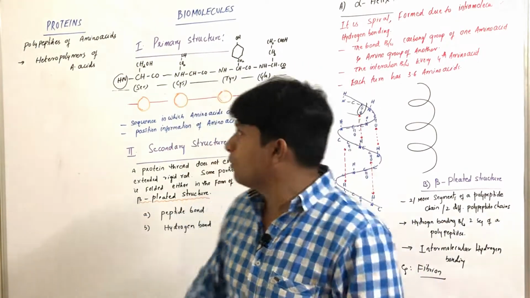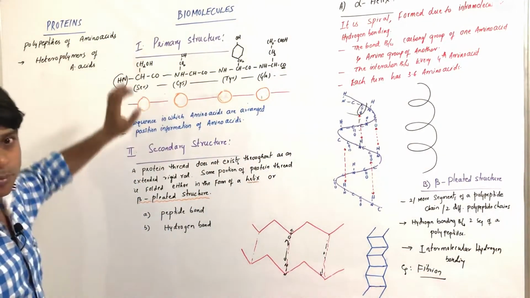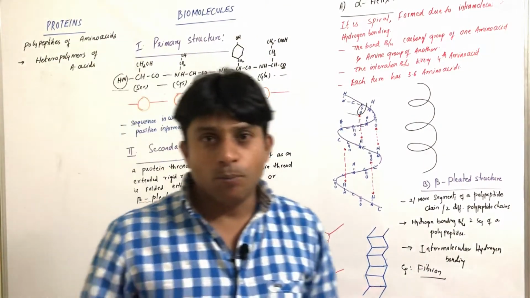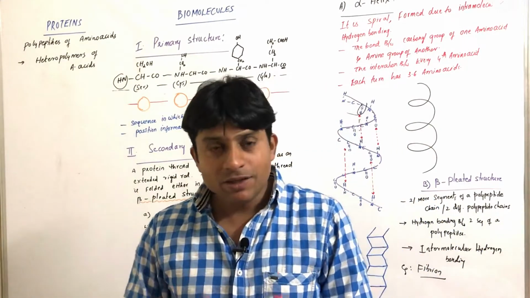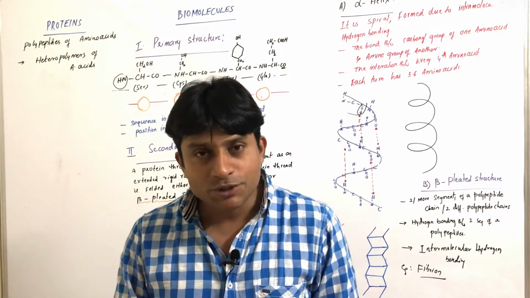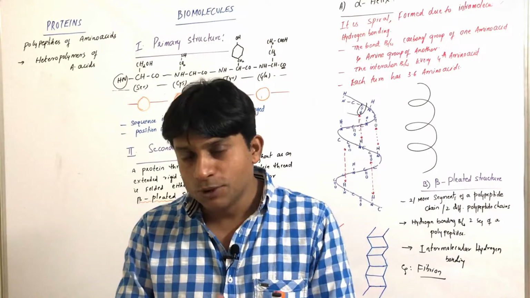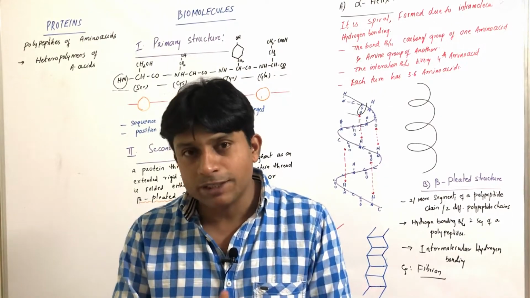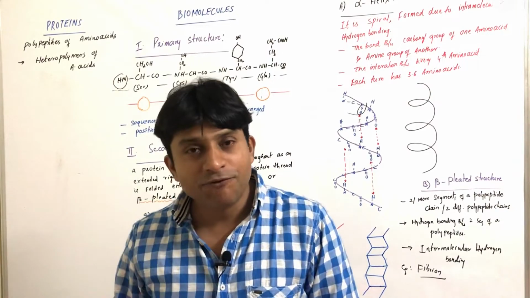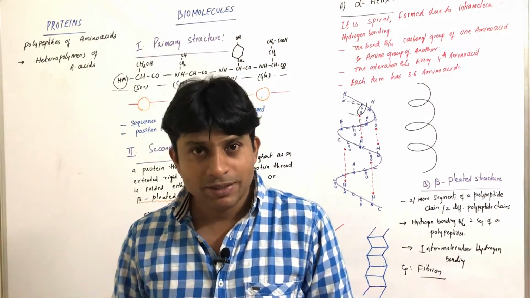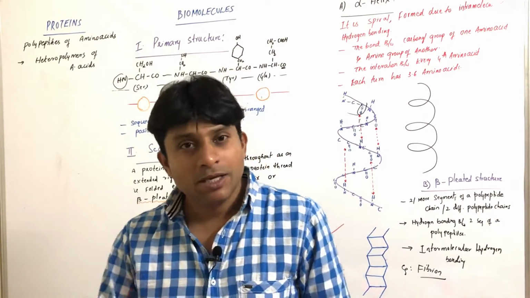Today's lecture is about proteins. Okay, so what are proteins? Proteins are polypeptides of amino acids, and these are the heteropolymers of amino acids. In your protoplasm, the most abundant nutrient is proteins. So protoplasm contains 15% of proteins. Next to water, the highest nutrient in the protoplasm is your proteins.